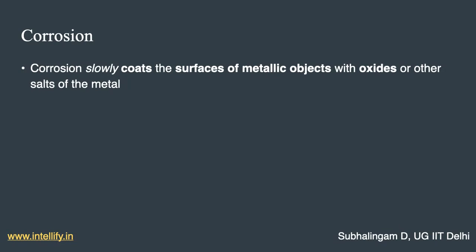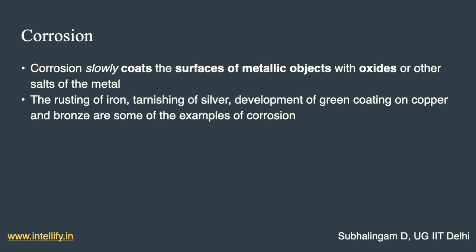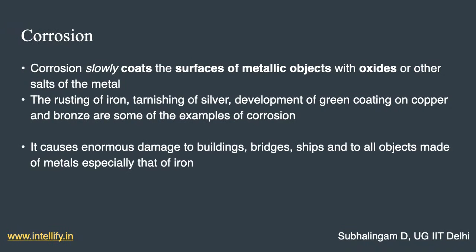So it slowly coats the surfaces of metallic objects with oxides or other salts of the metal. The rusting of iron, tarnishing of silver, and development of a green coating on copper and bronze are some examples of corrosion. It causes enormous damage to buildings, bridges, ships, and all objects made of metals, especially iron. So that's why we are going to study this topic in this unit.